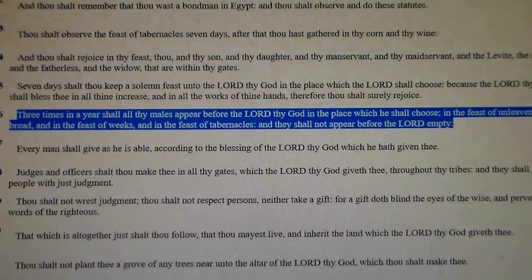Meaning that the priestly courses would pause during these 3 feasts. And the Feast of Unleavened Bread, that's the Passover, and the Feast of Weeks, and the Feast of Tabernacles, and they shall not appear before the Lord empty. So everybody had to show up during those 3 weeks, meaning the priestly courses would pause during those 3 weeks.